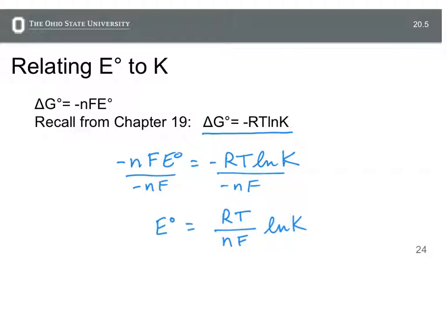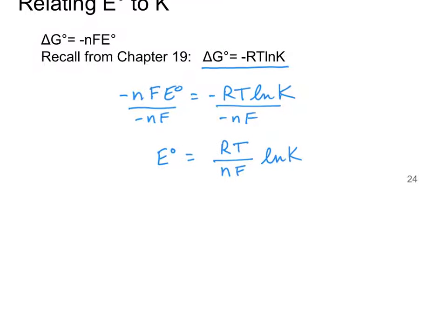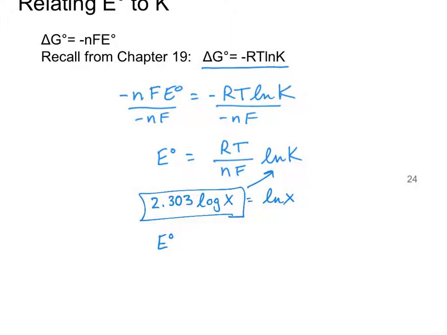You'll often see this equation written in the log base 10 formula, so we can convert to that. The definition is that 2.303 log of x is equal to the natural log of x. So if we substitute this in, we'll get our standard potential E is equal to 2.303 R times T over N times F times log of K.